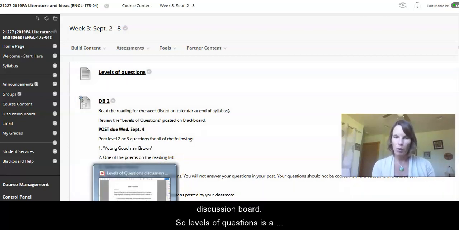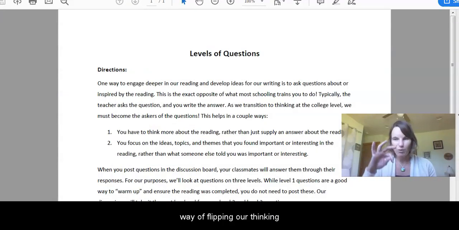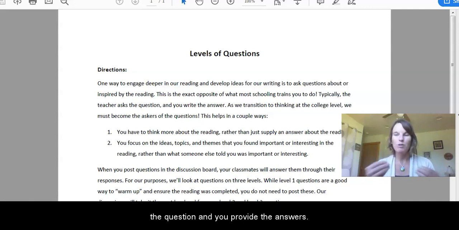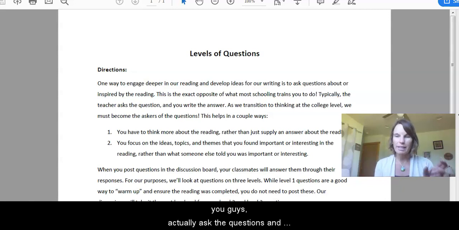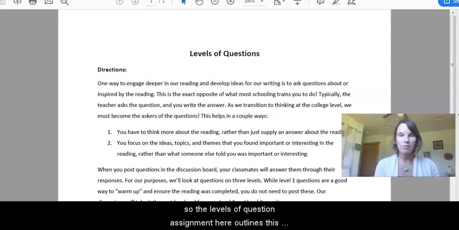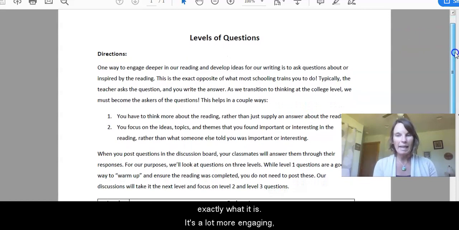So levels of questions is a way of flipping our thinking as students, because usually you are used to being given the question and you provide the answer as a student. Okay? This time, levels of questions, the students, you guys, actually ask the questions and then respond to each other. Okay, so the levels of question assignment here outlines exactly what it is.